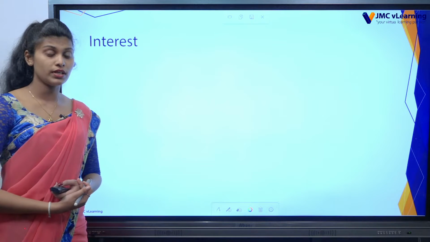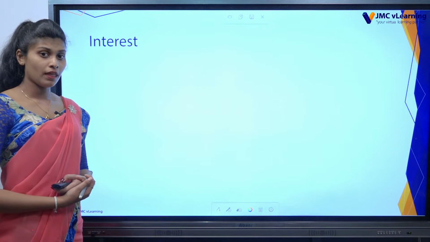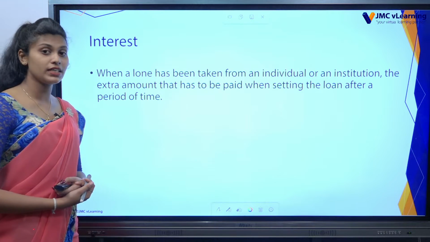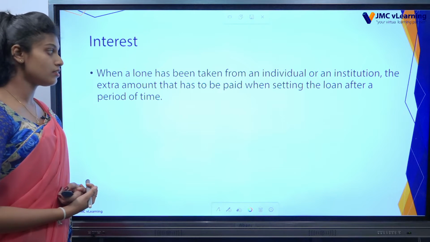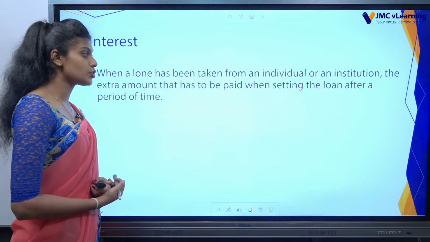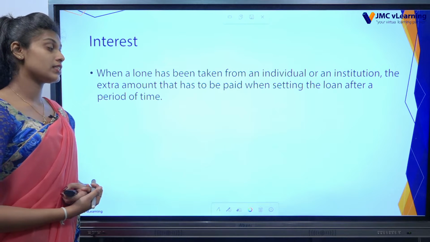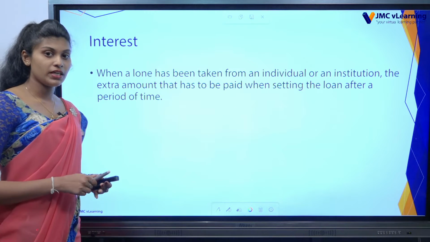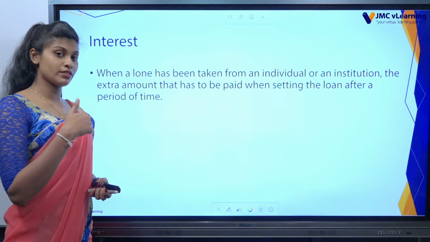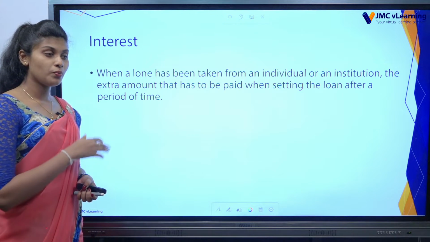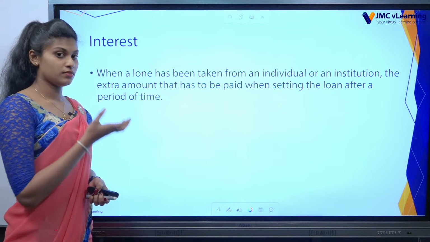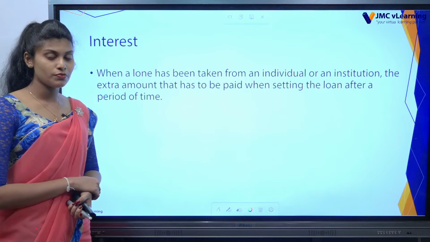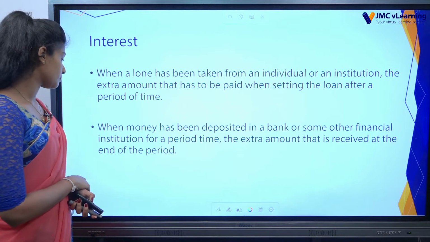Then we are moving to a next part, interest. What is the interest? When a loan has been taken from an individual or an institution, the extra amount that has to be paid when settling the loan after a period of time. That means when we are taking some money from institution or some person, then when we are returning that amount of money, we have to pay extra amount. That extra amount we are calling as the interest.